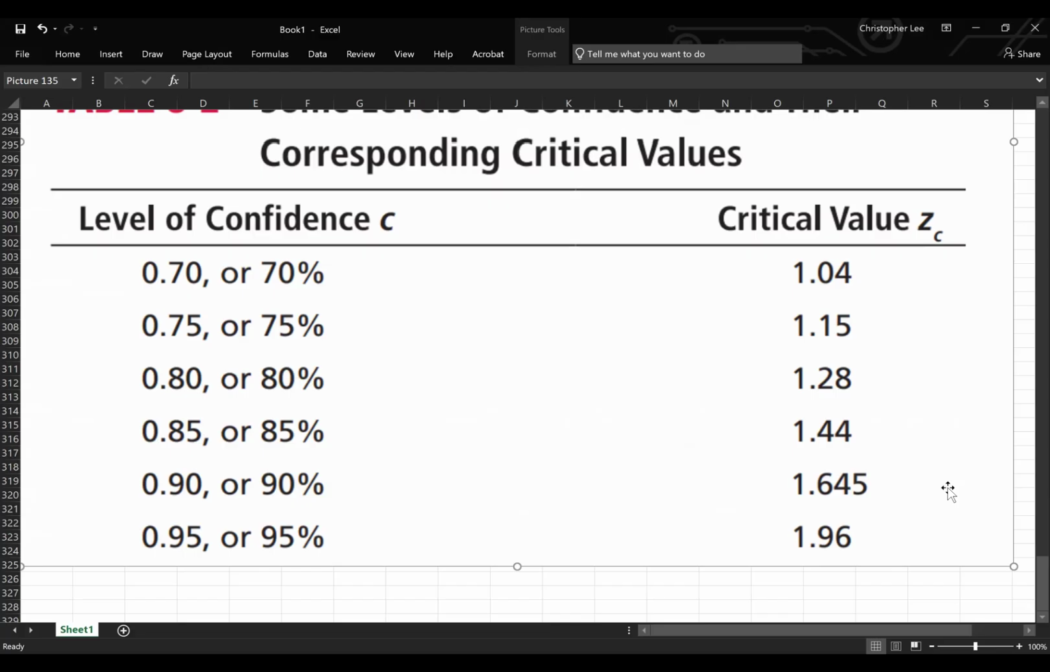If the confidence level is 85%, the critical value is 1.44. Simple, right?